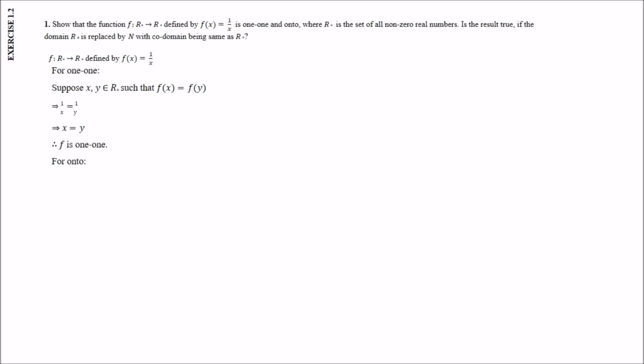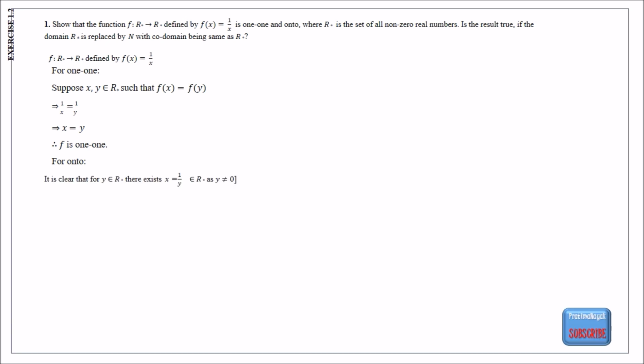Next is for onto. When f(x) is equal to 1 by x, this implies that y is equal to 1 by x, or x is equal to 1 by y. So for y belonging to real numbers, there always exists x equal to 1 by y, because y is not equal to 0 here.